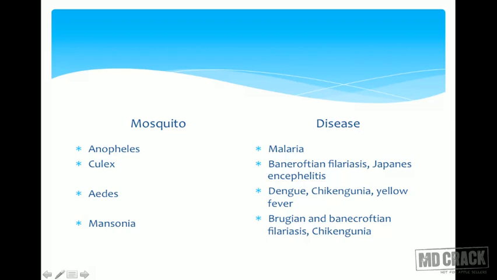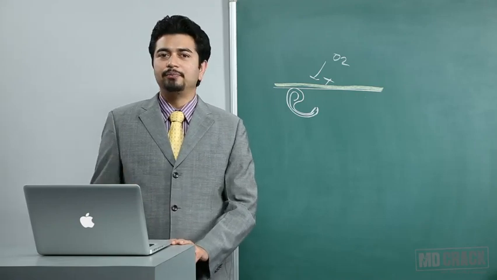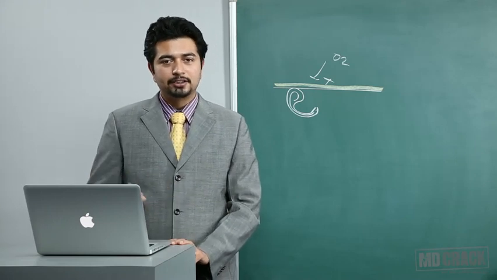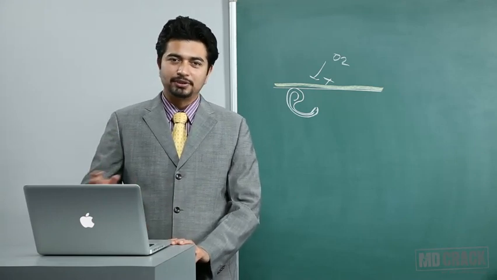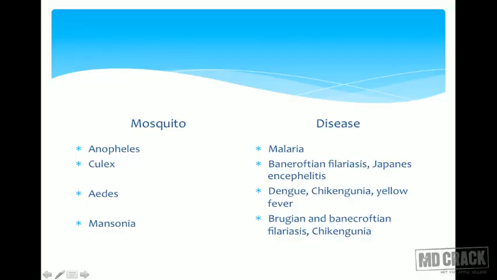Mansonia causes Brugian and Bancroftian filariasis and it can also cause chikungunya. Chikungunya was widely prevalent recently, so questions have been coming and they are expected to come. So when you go to the exams, have a read about chikungunya also. Mansonia and Aedes can cause chikungunya. Aedes can cause a couple of serious diseases, Culex causes filariasis and Japanese encephalitis, and of course Anopheles causes malaria.